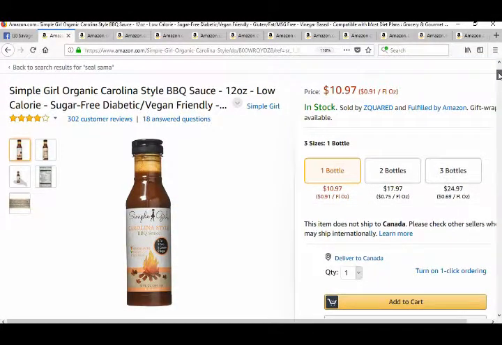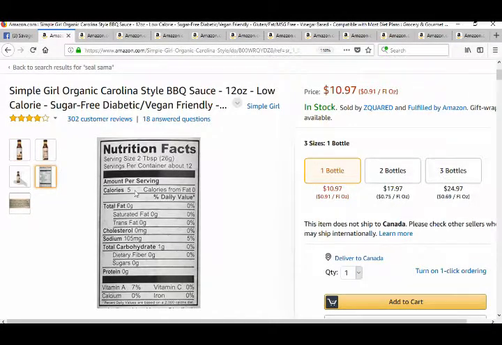This is Simple Girl Organic Carolina Barbecue Sauce, low calorie, sugar-free, diabetic, vegan friendly. The best way to check the label is we go over here. We see how many net calories there are. In this, for 2 tablespoons, which is a pretty generous serving, you're looking at 5 calories, right? You're looking at zero fat. You do want to keep your fats low. If there are any fats in there, you want to make sure that that's incorporated into your diet itself. However, if you are incorporating fats into any of the condiments that you're using, your best bet, of course, is going to be polyunsaturated, monounsaturated, and of course, saturated in a pinch.